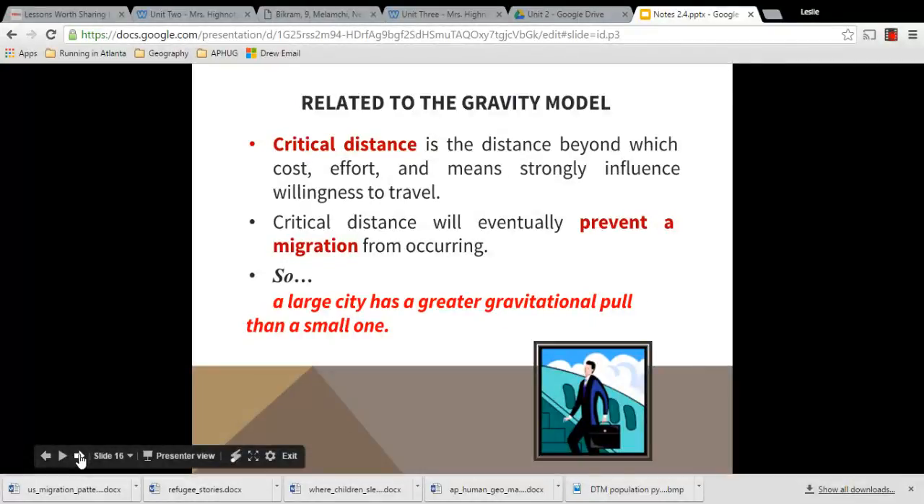So this goes back to that positive correlation between migration and population centers. A large city with a lot of employment opportunities, with a lot of people living in it, with a lot of resources is going to have a greater gravitational pull than a small one, meaning that people are going to be willing to spend more money, work harder and travel farther to get to a big city than they would a small town. So an example in Georgia would be people might be willing to put in the time, the effort, and the money to move to Atlanta, or they might not be willing to put in the time and effort to move to, say, Columbus.